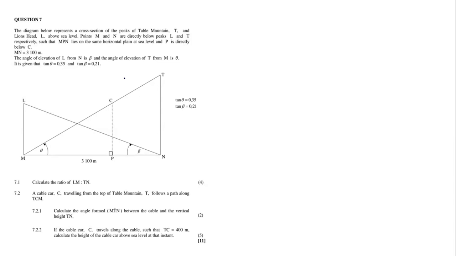Now, question number 7 says to us, the diagram below represents a cross-section of the peaks of Table Mountain, T, and Lion's Head, L, above sea level. Points M and N are directly below peaks L and T. We can see that these are our peaks, peak L and peak T, and we know that L is Lion's Head and T is Table Mountain.